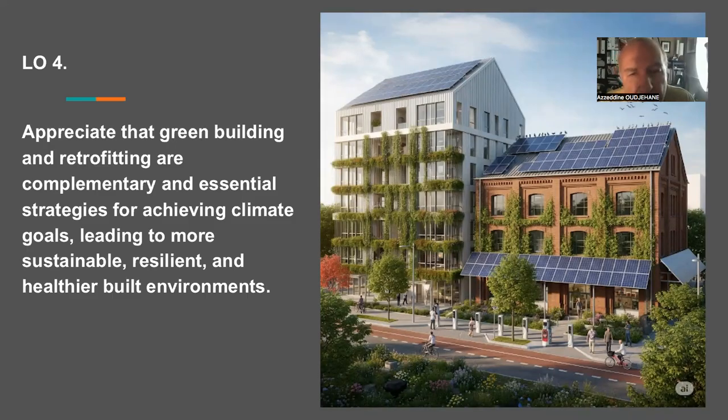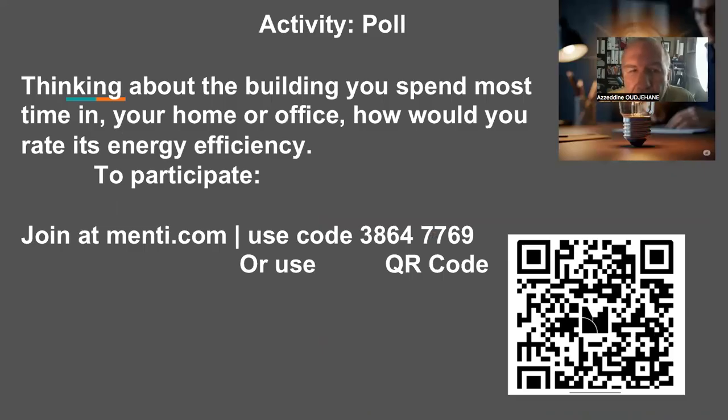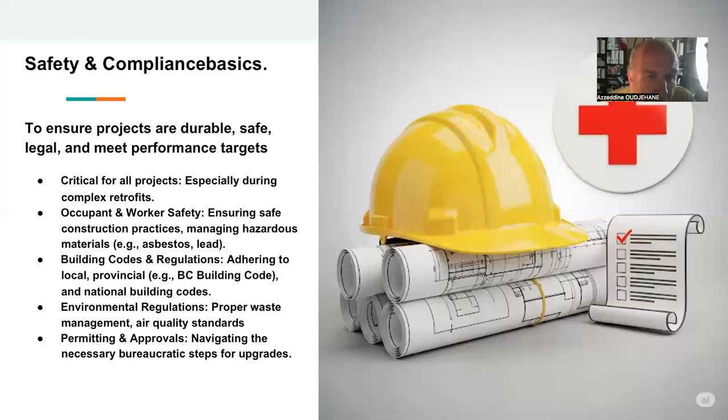So to summarize, I would like you also to think about the building you spend most of your time in, your office or your home, and rank or rate its energy efficiency by going to menti.com, using the code 3864-7769, or simply scan the QR code if you had enough time to scan it.